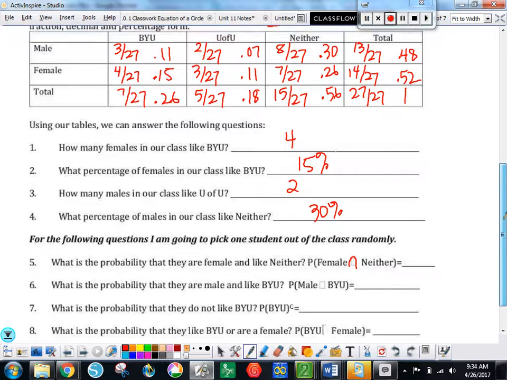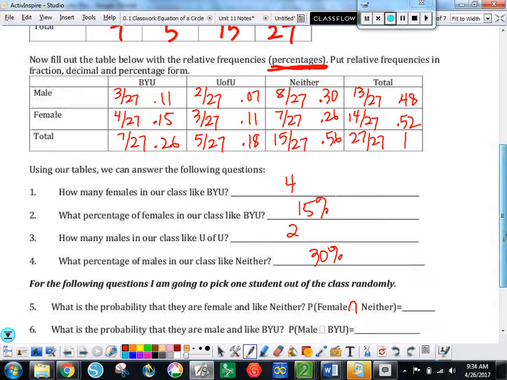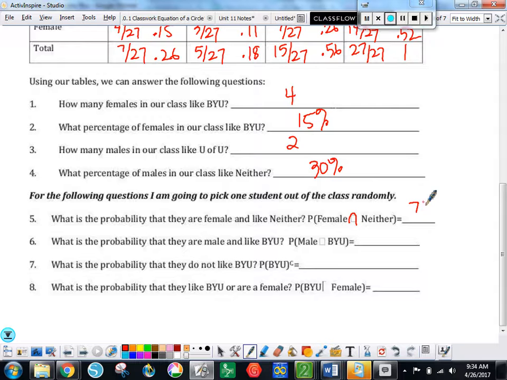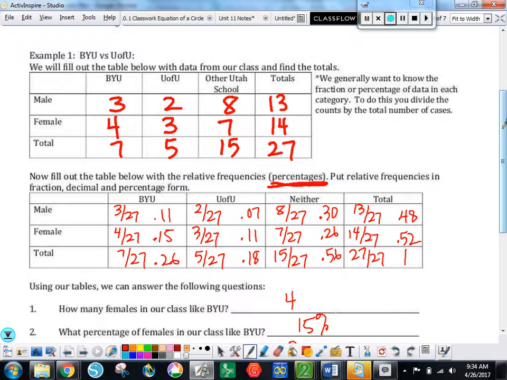So this is an "and", they both have to have in common. Female and neither. So female category here, neither category here is 7. So 7 out of 27. What's the probability that they are male and like BYU? Again, the symbol should be what? Yes, again, the upside down U. This is the overlap. They have to be male and they like BYU. 2 out of 27.